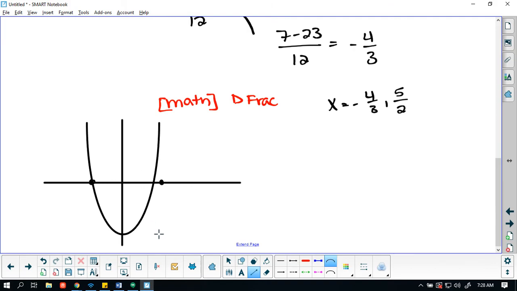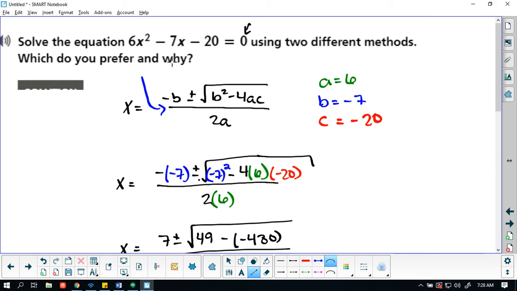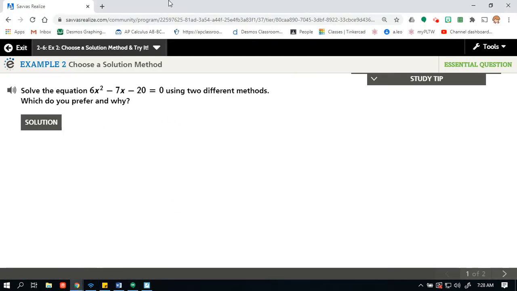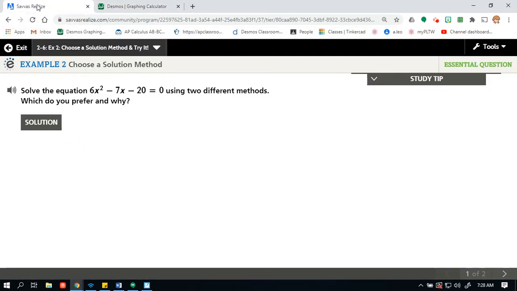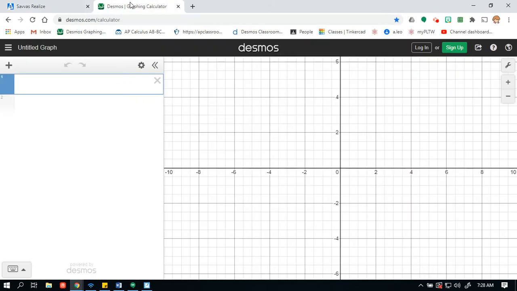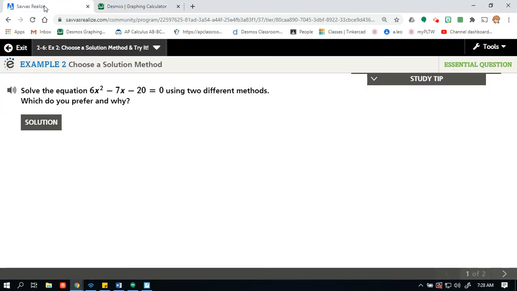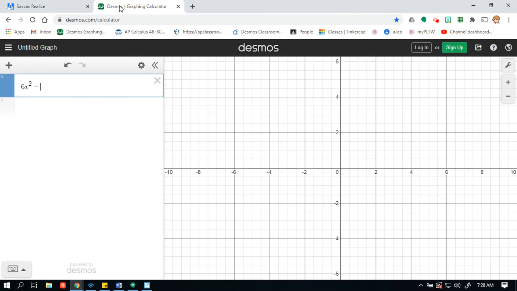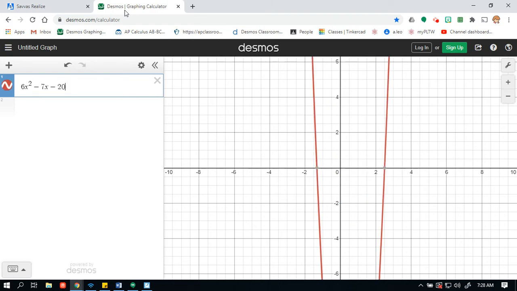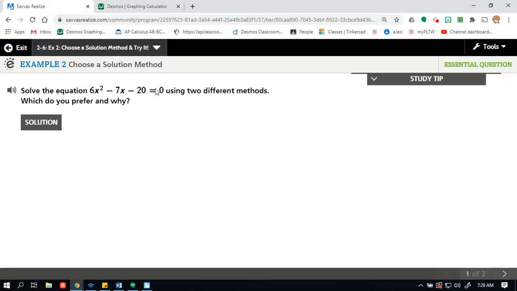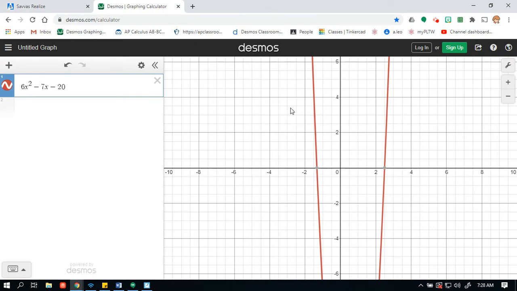Okay, one more way to solve this, since we've been talking about graphing a lot. Another way I would solve this is I would put this into a graphing calculator. So let's go to Desmos. And I'm going to grab the, I guess I can't highlight that, 6x squared minus 7x minus 20. And we're looking for all the points where my output would be equal to 0, or when y would be equal to 0.